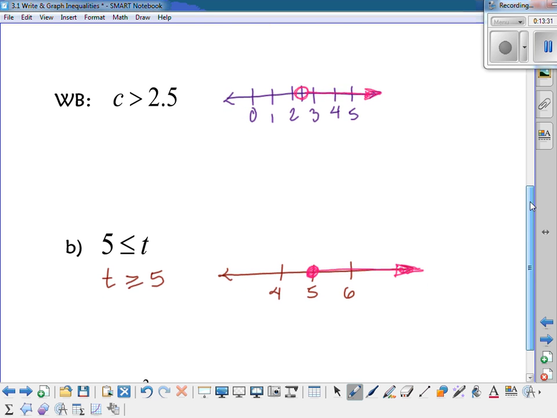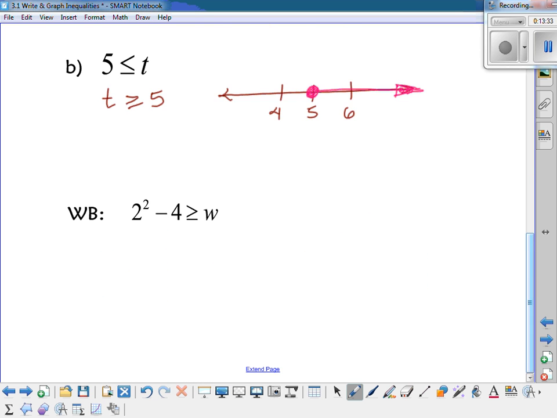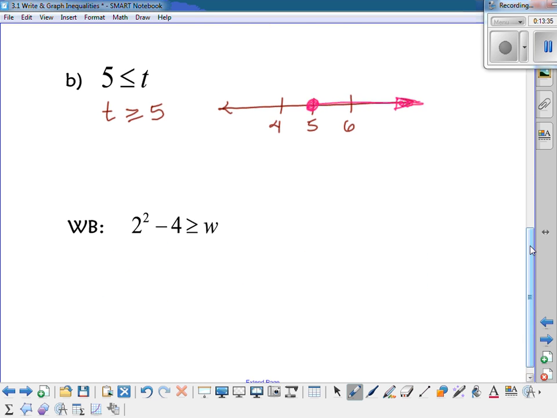All right, so on your own, I want you to attempt this problem. Simplify the left side, and then remember to switch sides before you graph it. Flip it over and put the W on the left side. Pause the video now, please.